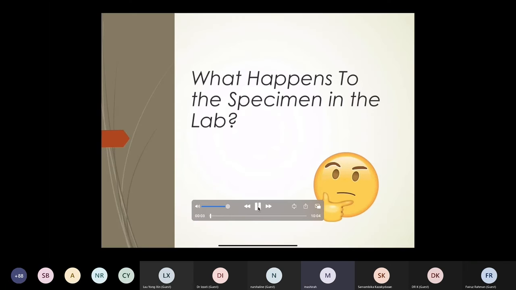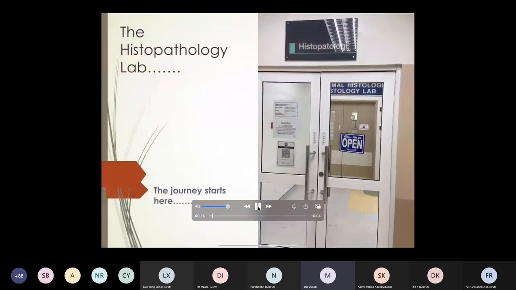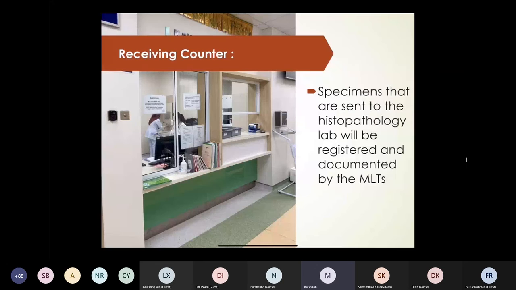Thank you. Ever wonder what happens to the specimen in the lab? Well, we start here in the histo lab. This is the entrance to our new lab. Quite a nice one. All our specimen will go through here, the receiving counters. The MLTs will register and document the specimen sent to them.